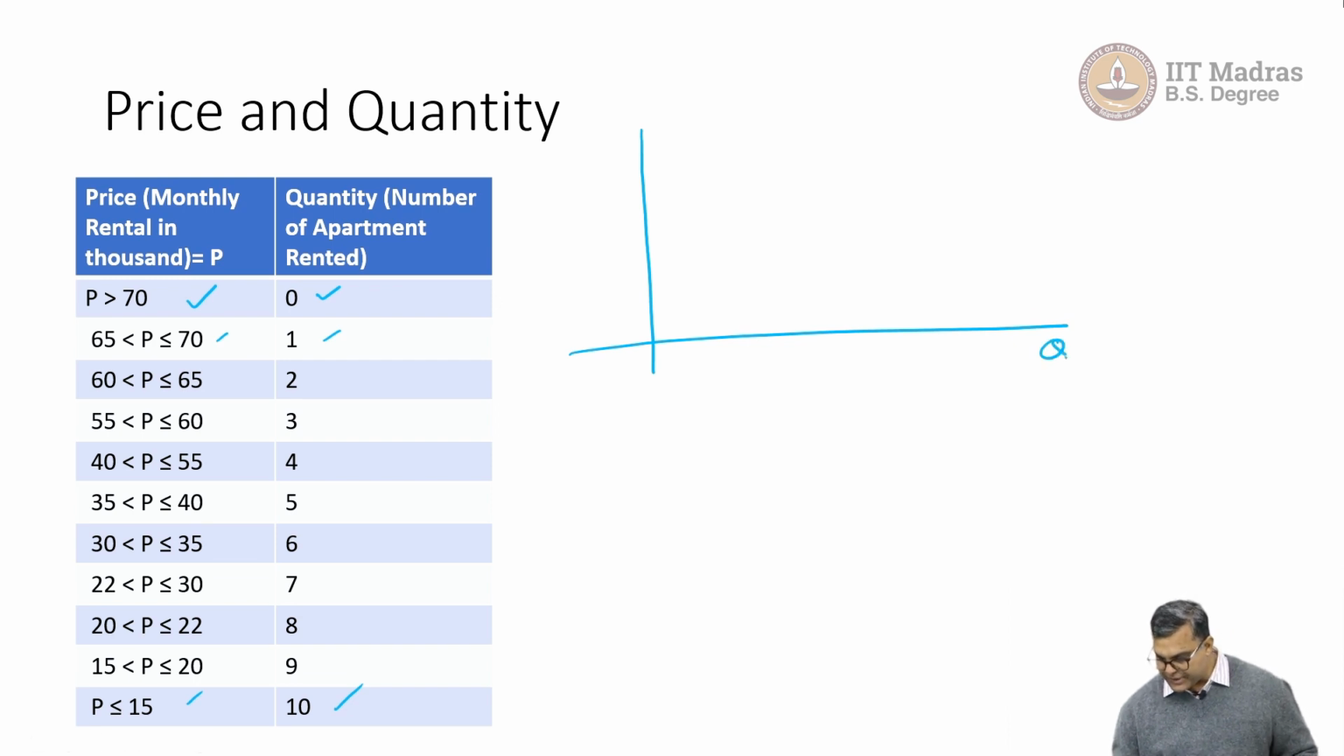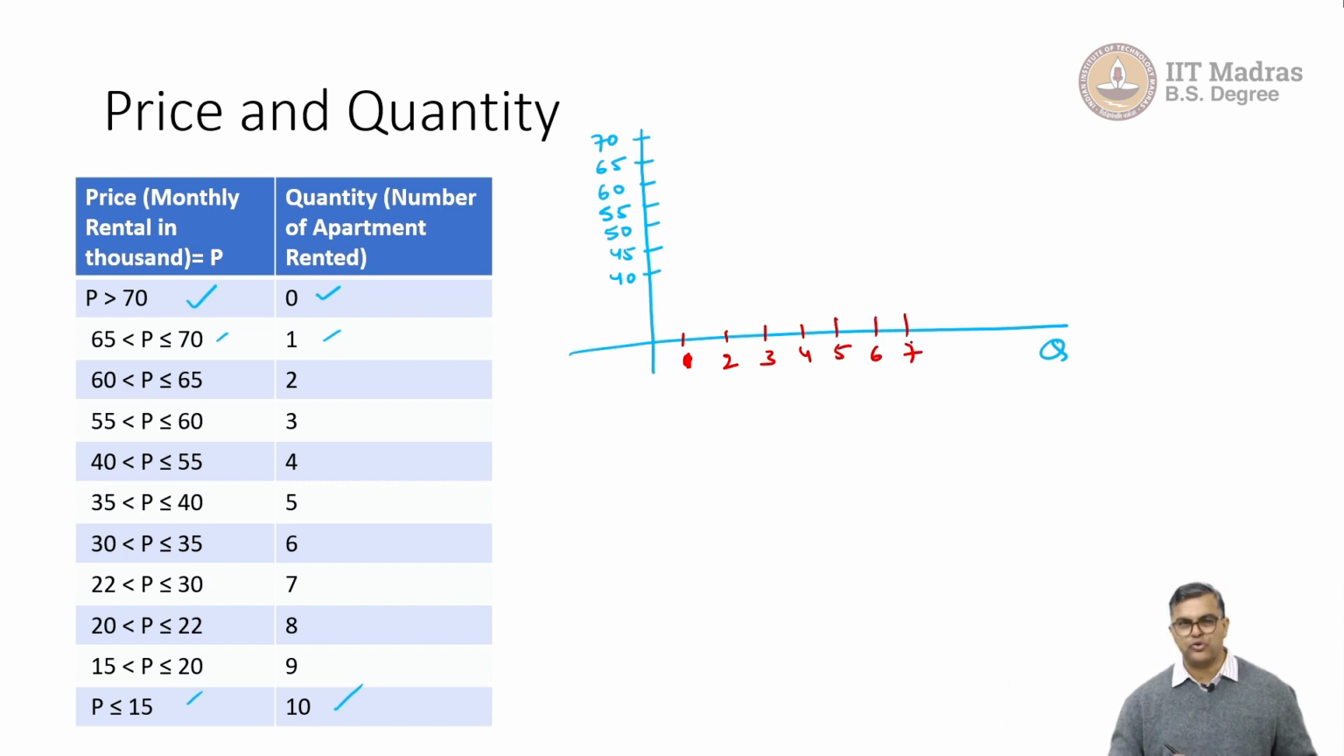Okay. Here is quantity, and here, let us say, is 70, 65, 60, 55, 50, 45, 40 and so on. Here we can have 1, 2, 3, 4, 5, 6, 7. I am not going to complete it, just to give you a basic idea.